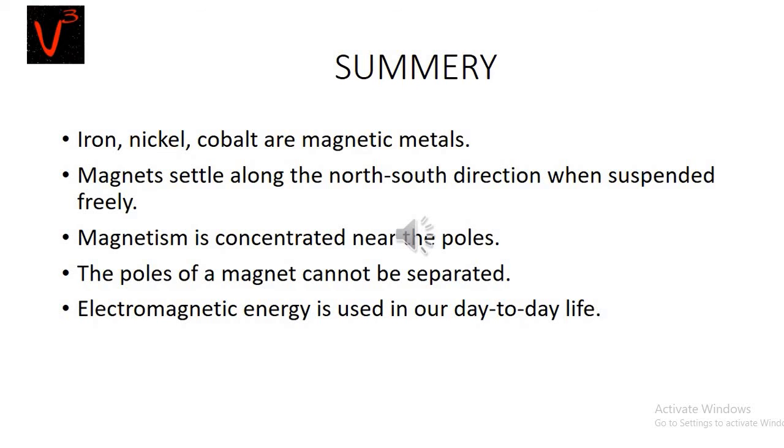Summary: iron, nickel, cobalt are magnetic metals. Magnets settle along the north-south direction when suspended freely. Magnetism is concentrated near the poles. The poles of a magnet cannot be separated. Electromagnetic energy is used in our day-to-day life.